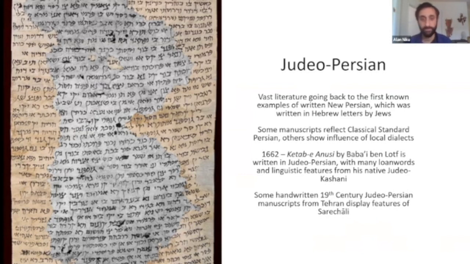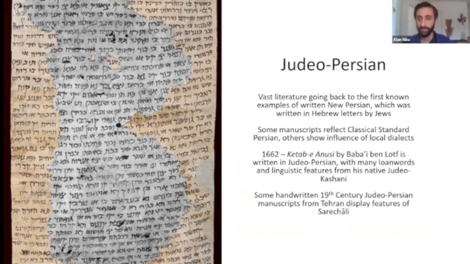The whole thing's written in classical Judeo-Persian, but it has a lot of loanwords and linguistic features from Judeo-Kashani, because he himself was from Kashan. That's really cool. That's maybe the closest thing we have to written Judeo-Median, even though it's not in Judeo-Median. It's written in Judeo-Persian, but it has some words here and there that are from Median, and it has this local flavor. So if a non-Jew were to read this book, they would understand the whole thing pretty much.